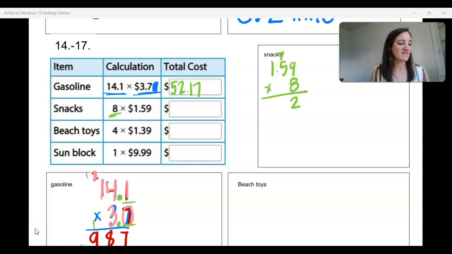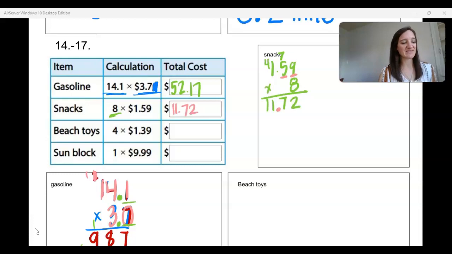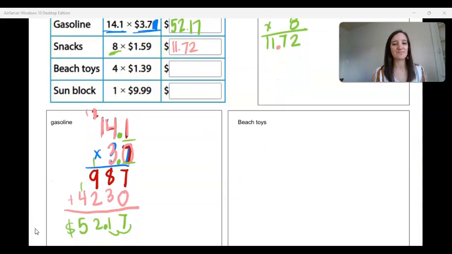8 times 5 is 40. Plus 7 is 47. 8 times 1 is 8. 8 plus 4 is 12. And now I'll times, oh, I'm done timesing. So I just need to look and see that there are two numbers behind the decimal. There are now two numbers behind the decimal in my answer, and the snacks cost $11.72.